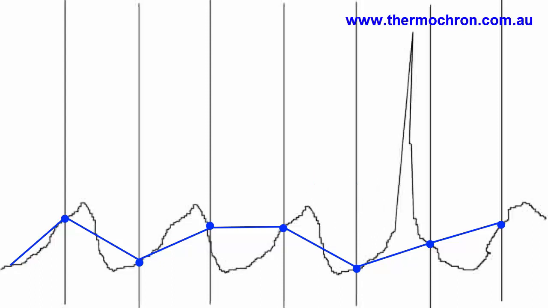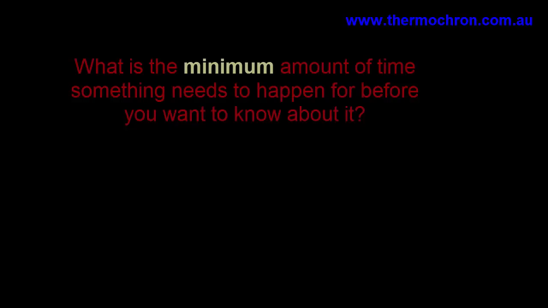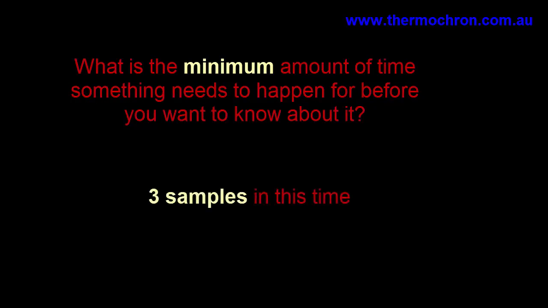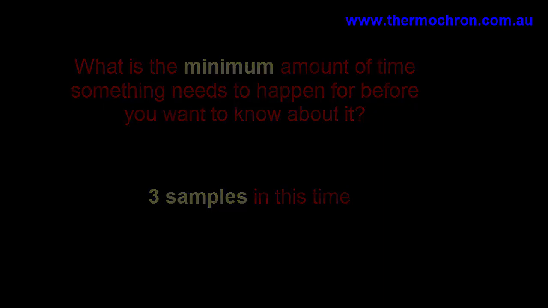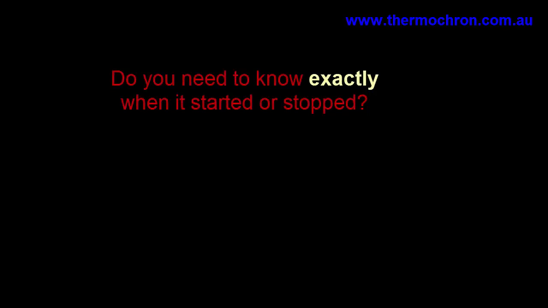So here are some simple rules you should consider when setting the sample rate. 1. Work out how long an event needs to be before you want to know about it. You then want at least 3 samples in that time. So if you want to pick up a problem that lasts for 30 minutes, then you need to sample at least every 10 minutes. And 2, since the exact time can be out by that time, do you want to have a better idea as to when it started and stopped? In most cases you don't.